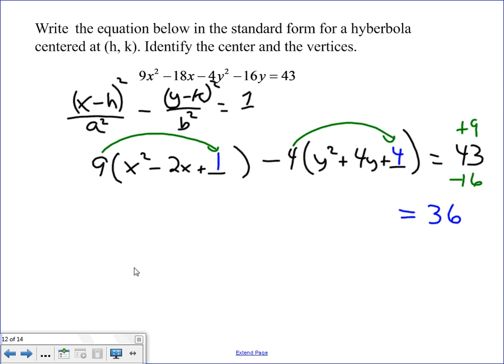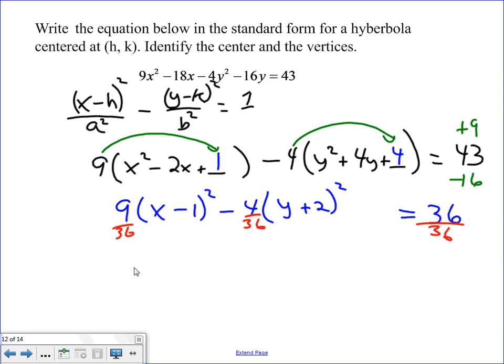And what did I accomplish on this side? I got 9 times x minus 1 squared, minus 4 times y plus 2 squared equals 36. Now on our hyperbolas, we want it to equal 1, so I'm going to divide everything by 36. When I divide 9 by 36 and 4 by 36, I get x minus 1 squared over 4 minus y plus 2 squared over 9 equals 1. That's my standard form of the equation.